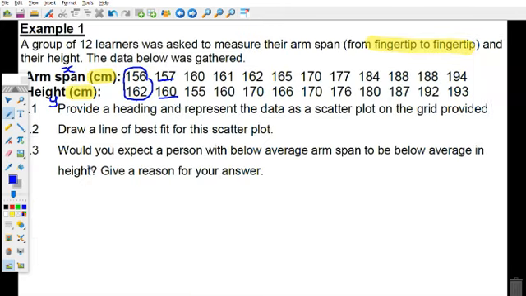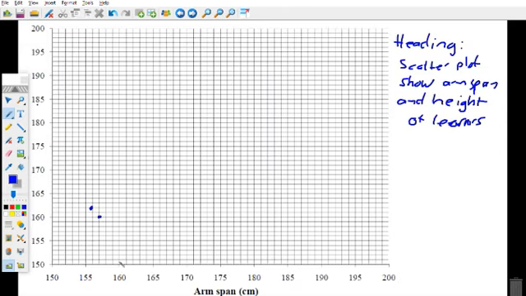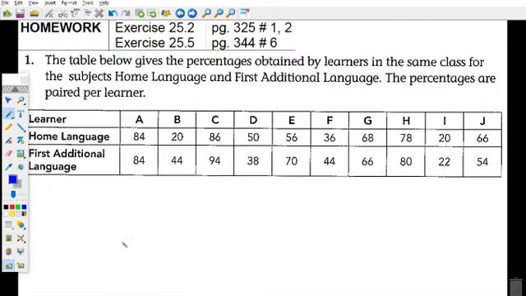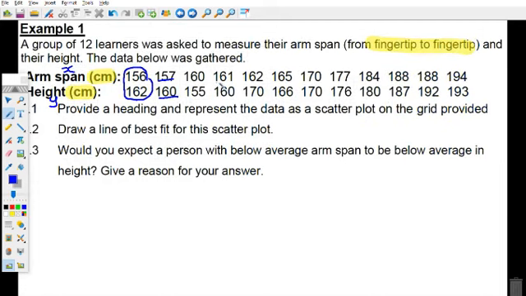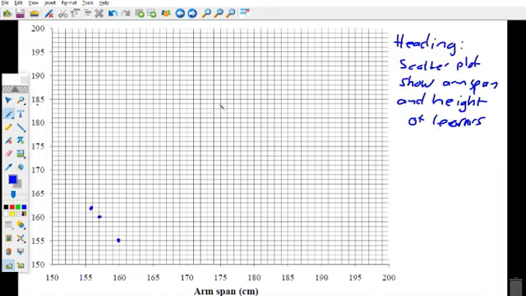All right. So then we're going to take the next one. 160 arm span and 155 height. So the arm span of 160 and 155 height. Okay. Then we take the next one. 161 arm span and height of 160. So 161 and 160.